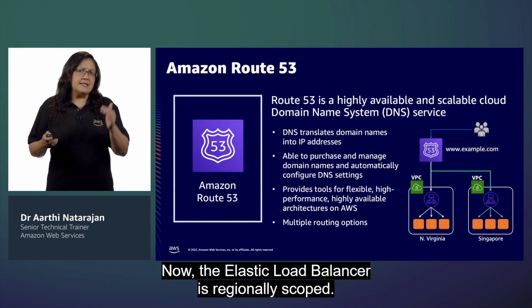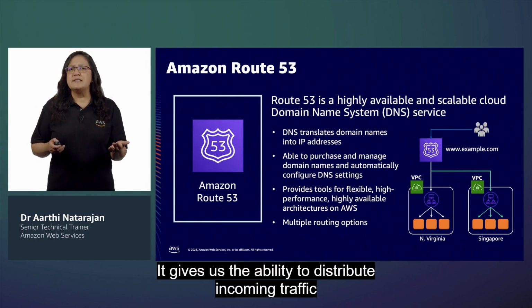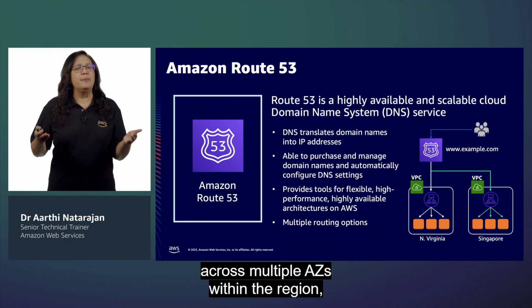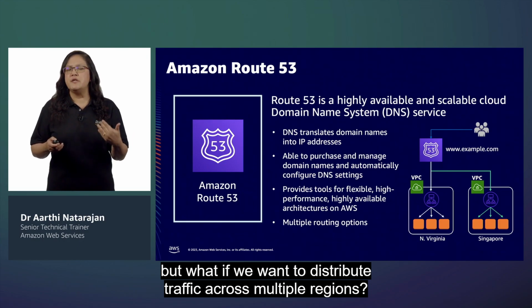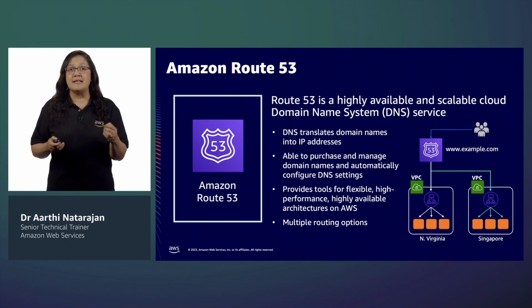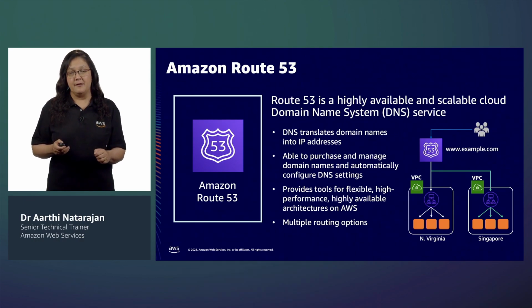Now, the elastic load balancer is regionally scoped. It gives us the ability to distribute incoming traffic to multiple instances or applications across multiple AZs within the region. But what if we want to distribute traffic across multiple regions? Amazon Route 53 gives us that capability to do that on a global scale.